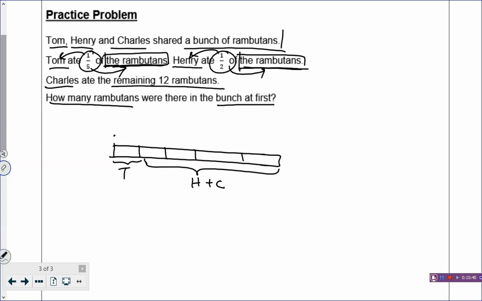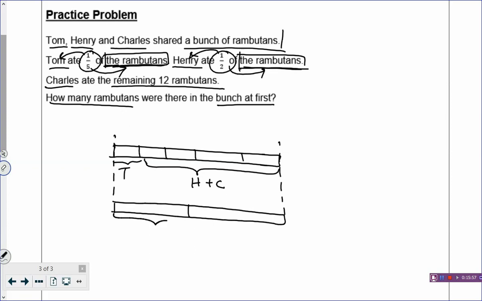So what do you do? You drop down, right? Drop down and draw the same model, the same group, the same rambutans, and cut into 2 boxes. Alright, so if you cannot cut, you drop down the model and cut into 2 boxes. And Henry ate 1 box of it. And who ate the other box? Must be Tom and Charles.